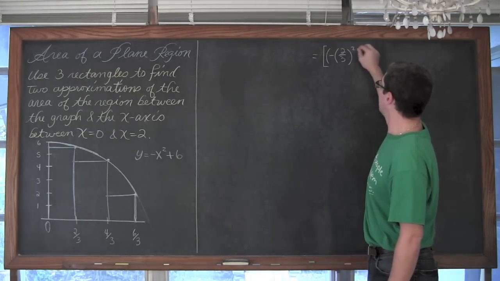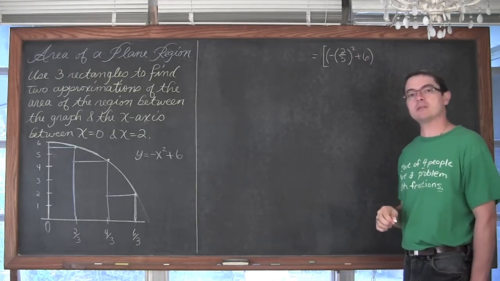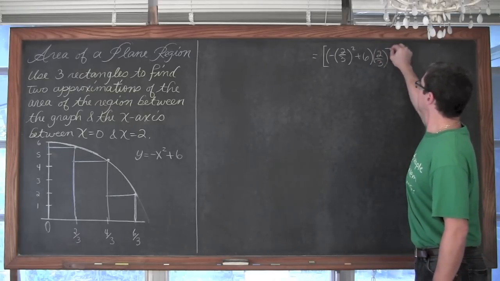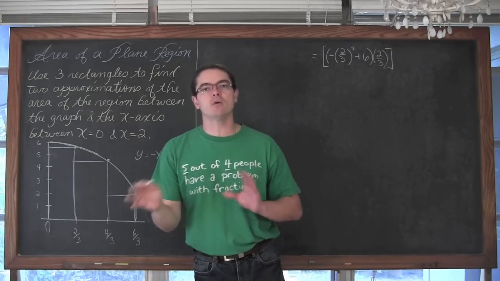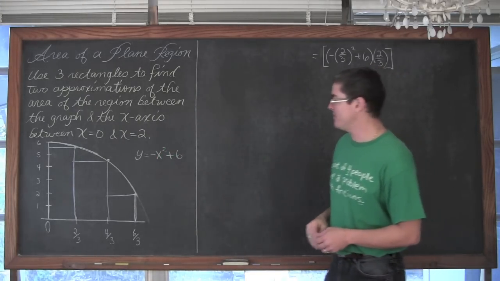Raised to the second power plus 6. Okay, so there's the height of the rectangle. The width is 2/3. And I'm using these square brackets to really emphasize where I'm finding the area of each of the 3 rectangles. They're kind of overkill a little bit, but that's why I'm doing it.